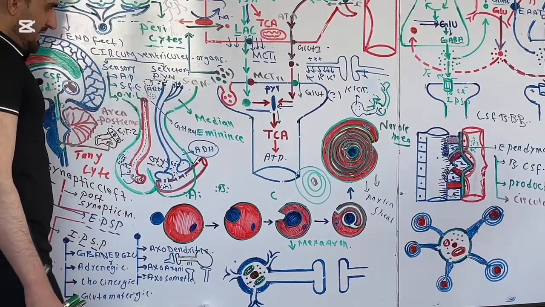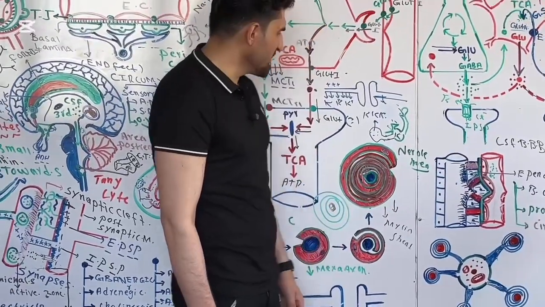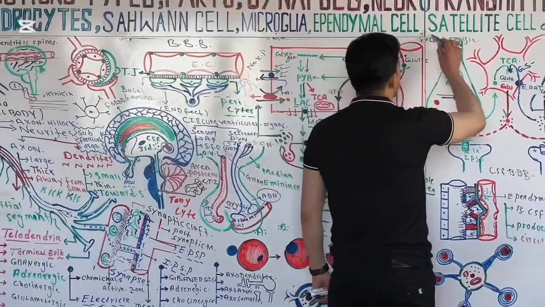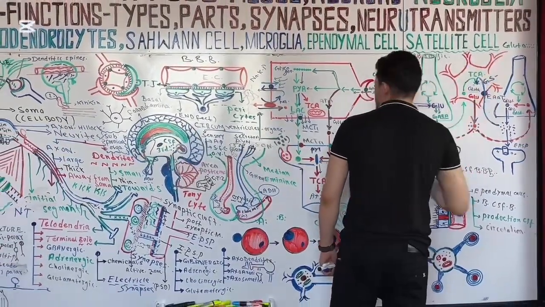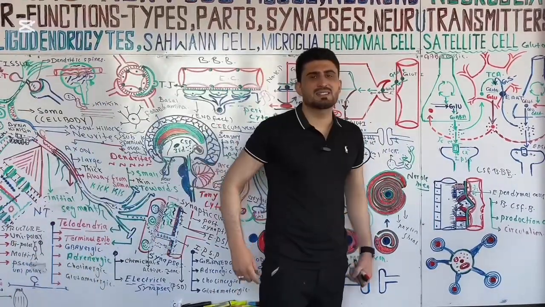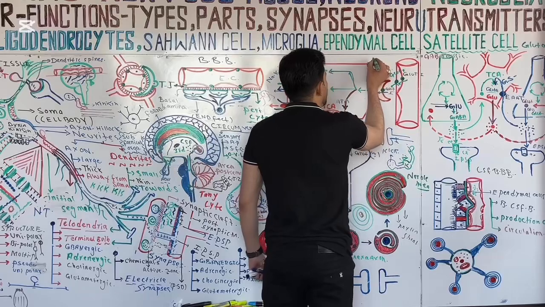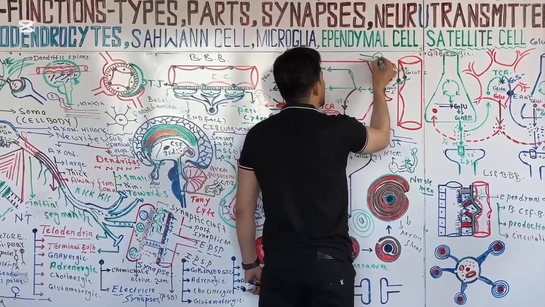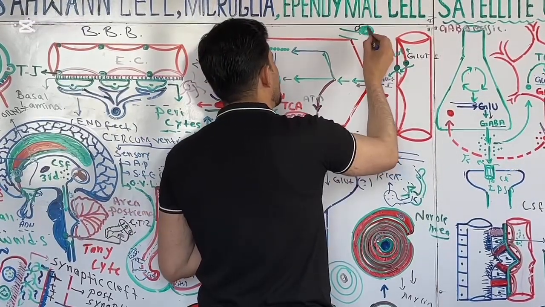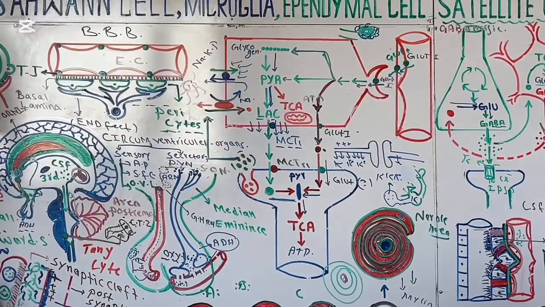Okay, so this was about Schwann cells, oligodendrocytes, ependymal cells, and astrocytes. And here is another cell called the satellite cell, which is not so important. Satellite cells act like astrocytes, but astrocytes are in the central nervous system and satellite cells are in the peripheral nervous system. For example, we have a ganglion around the spinal cord, called the dorsal root ganglion. Satellite cells come and cover this dorsal root ganglion, and they have a role in protection and also in storage of energy for them.